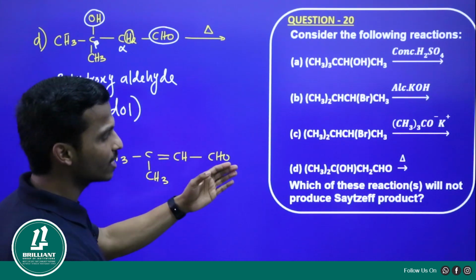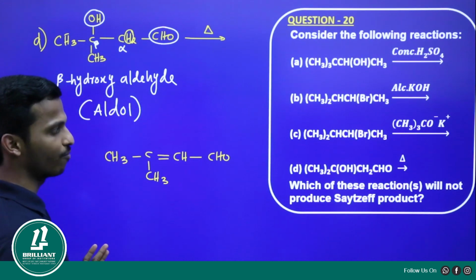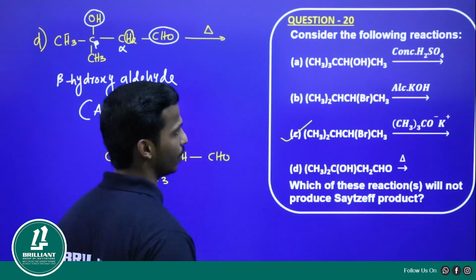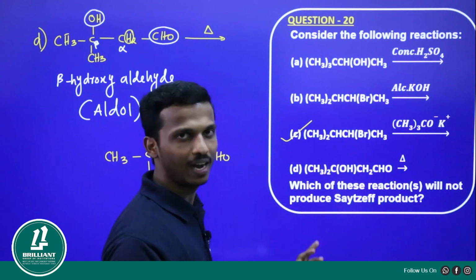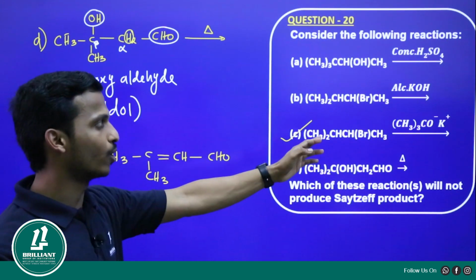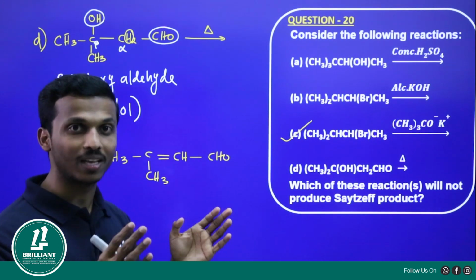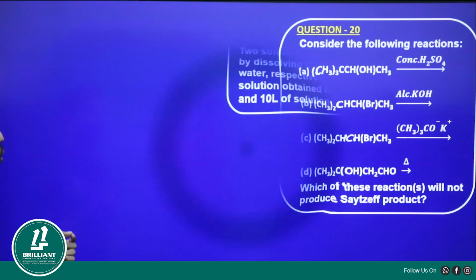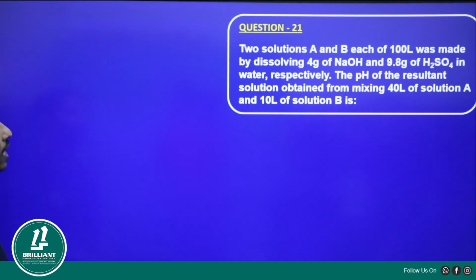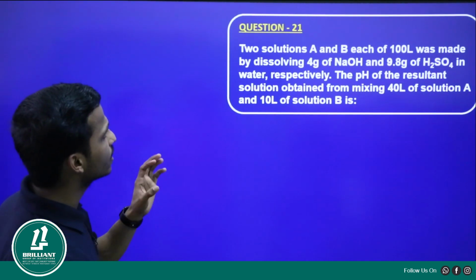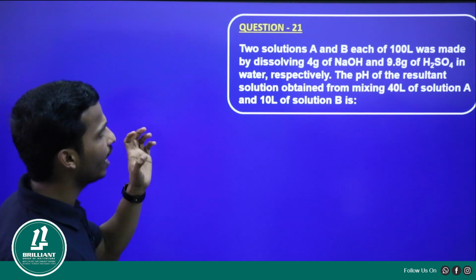So, which of these reactions will not produce the Zaitsev product that we studied? Option C, because the nucleophile's attack is very difficult because tertbutoxide is a bulky base. Okay, we can go to question number 21. Question number 21 has two solutions, A and B.